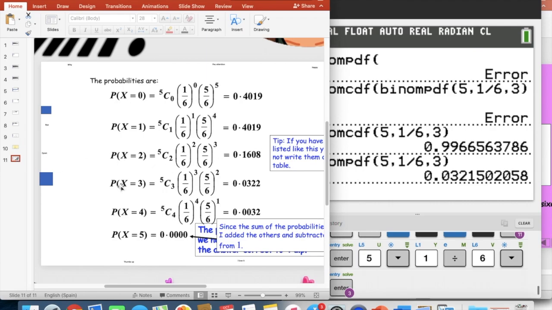You can see this matches this answer here. The probability of getting something 3 times when the probability is 1/6 is 0.032. We may return to this formula, but I think it's much easier to use a calculator than to understand this formula today.